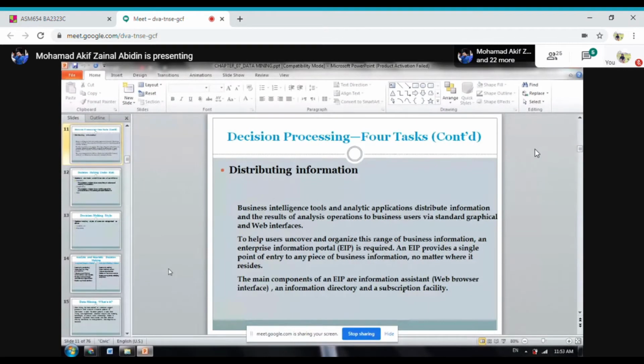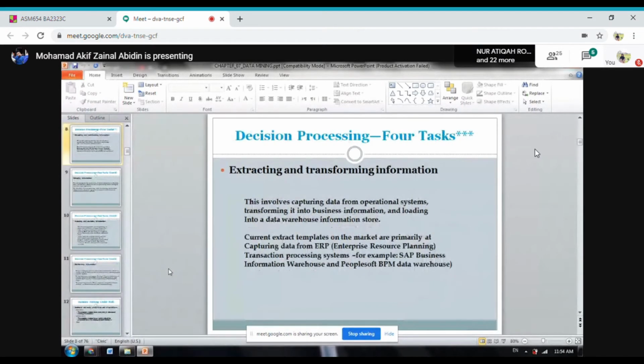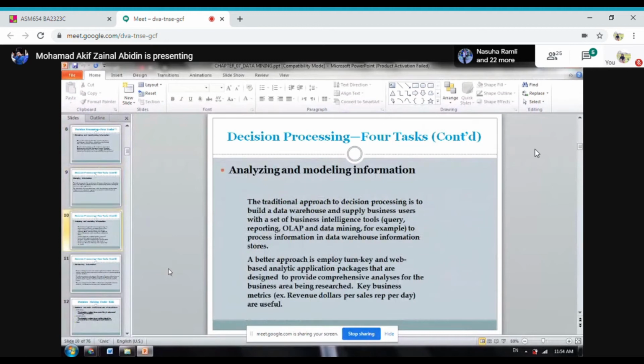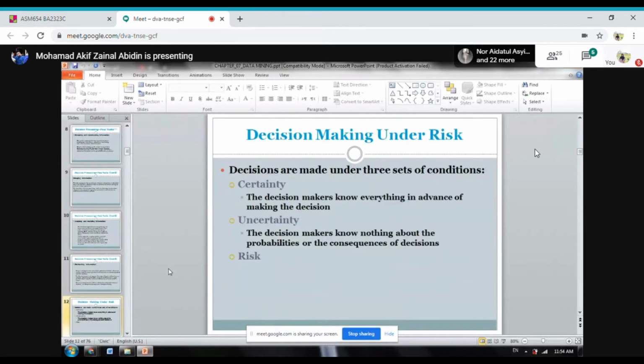First is extracting, second is analyzing, third is managing, and fourth is you distribute information. So this is the first question. Next slide.